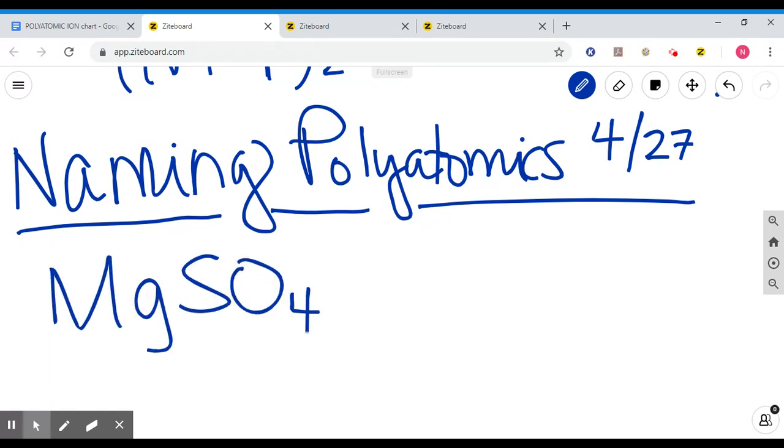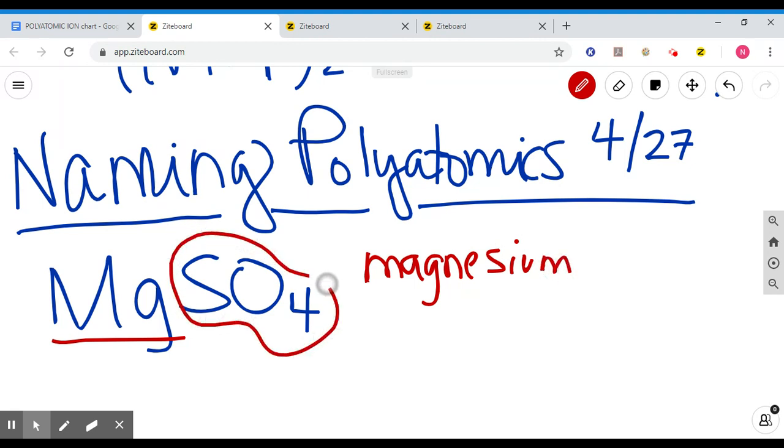MgSO4. Okay, so this is the easiest way that I can, I think, describe to you to attack the name. What I would do first is I would underline your first ion or your first element, so your first capital letter. All right, so this is Mg. Mg is magnesium. Then name what is left over. So name the first one, like the first individual element, and then name what is in the leftover.